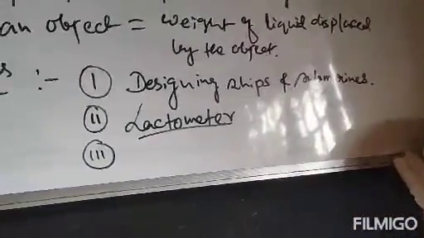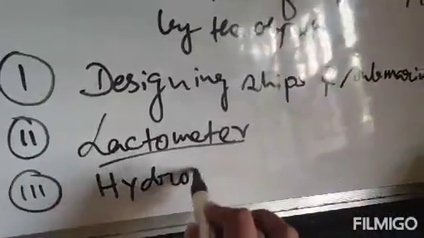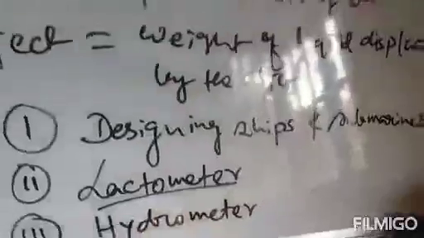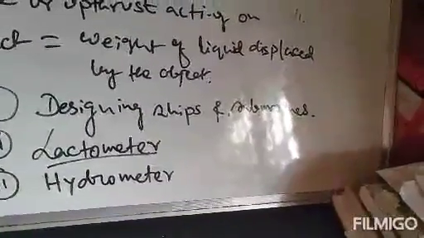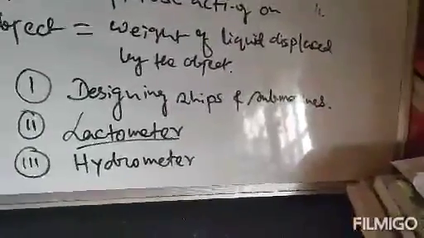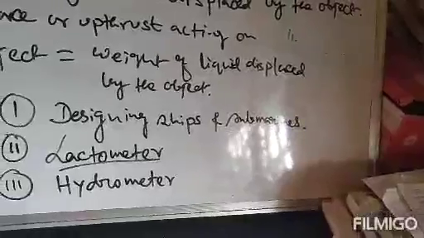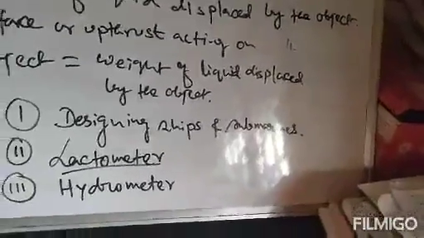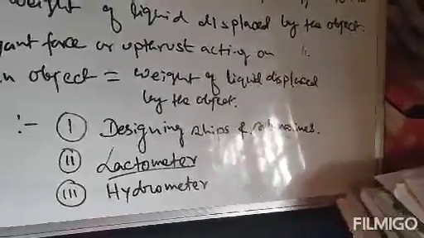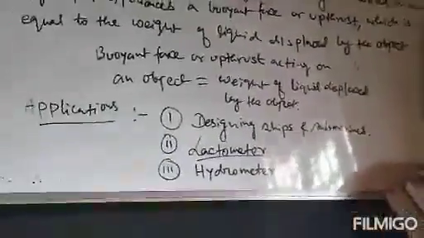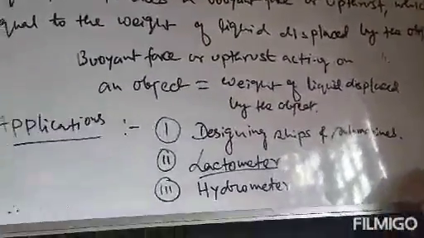The third and last application is the hydrometer. What is a hydrometer? A hydrometer is also a device. It is used for determining the density of a liquid. Any liquid, you can use this device to find the density of that liquid. So these three are the applications of this Archimedes principle. Here Archimedes principle is used.